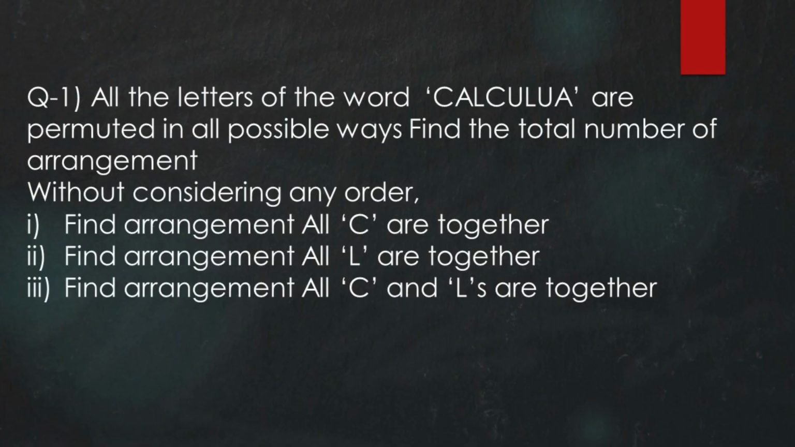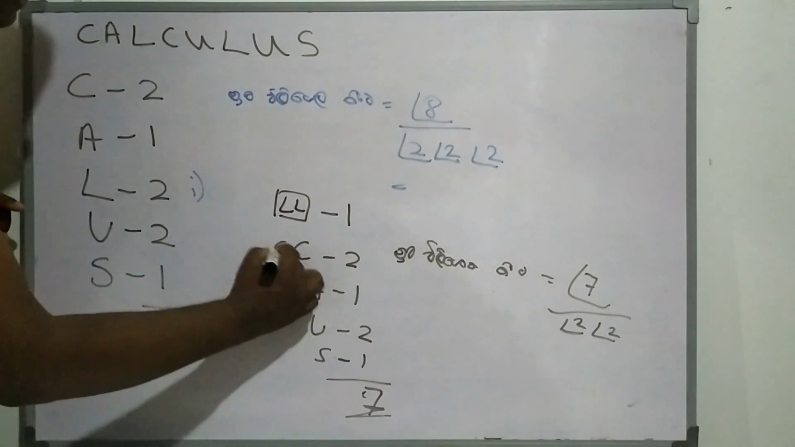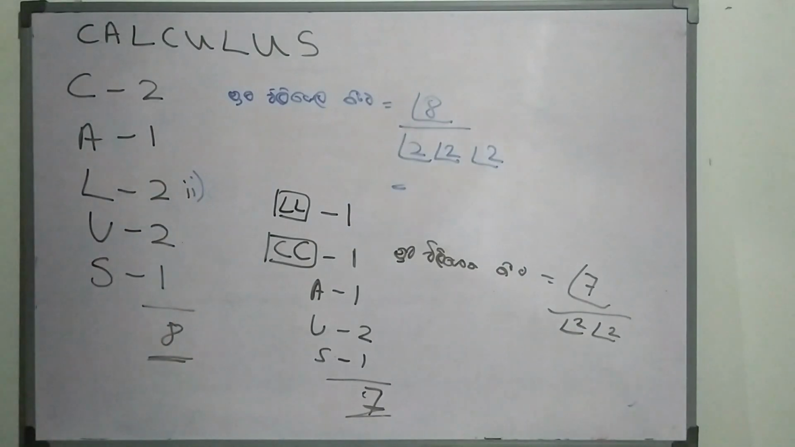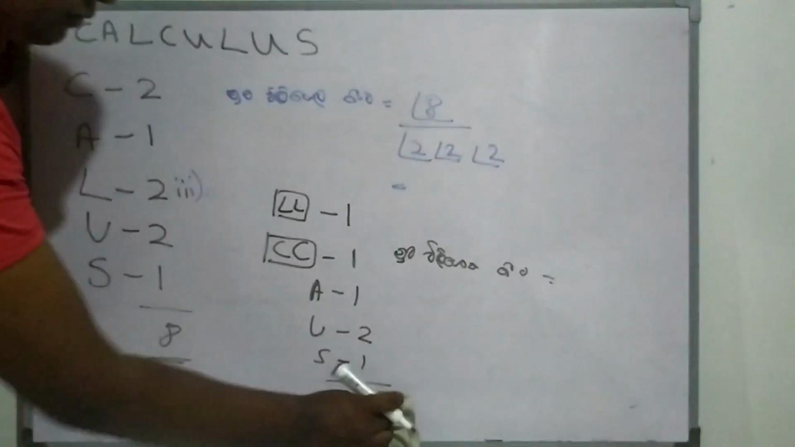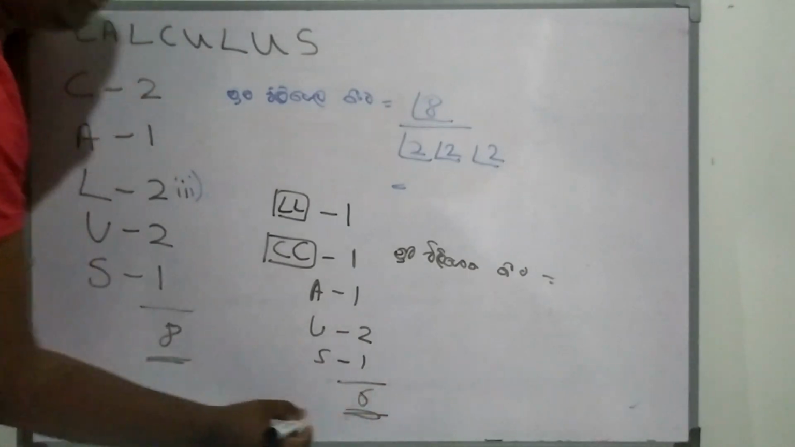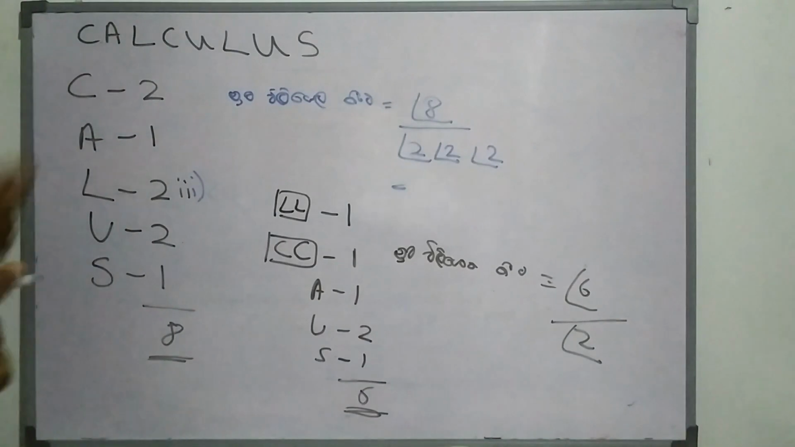Okay, next one, the final one: find the arrangement where all C's and L's are together. Then both C's are considered as one letter, and here we have 3 row numbers. That is 3, 5 and 6. All 6 letters. Factorial 6 divided by factorial 2. This is the arrangement where C's and L's are together.